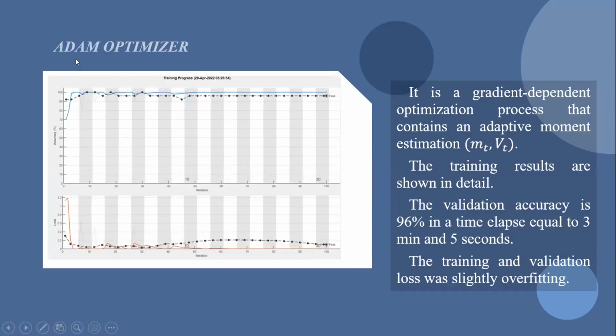The second training option is the ADAM optimizer. The validation accuracy is 96% in a time elapsed equal to 3 minutes and 5 seconds. The training and validation loss was slightly overfitting.